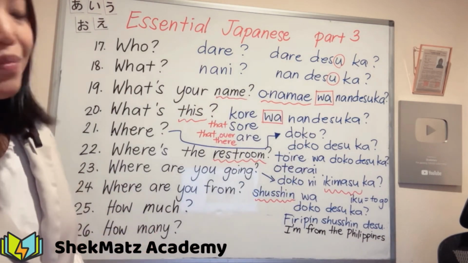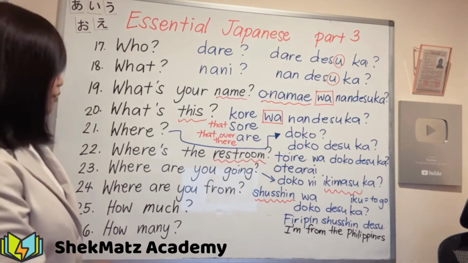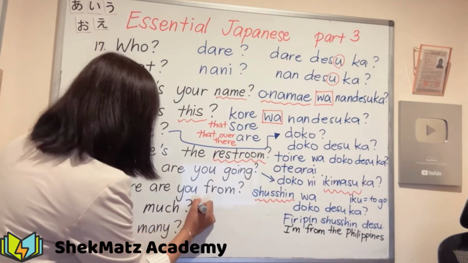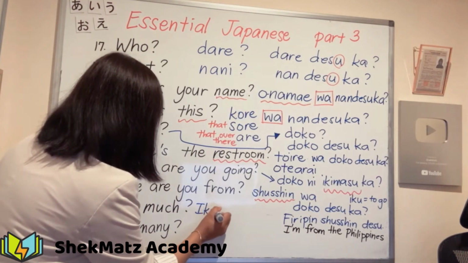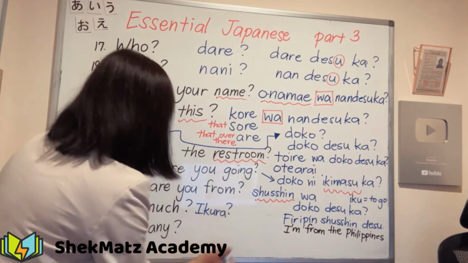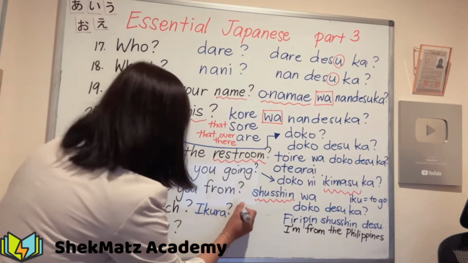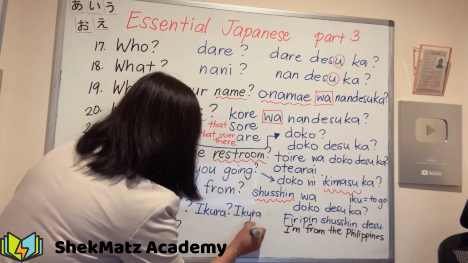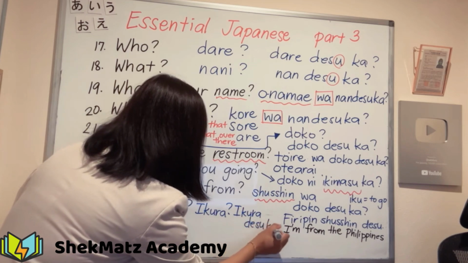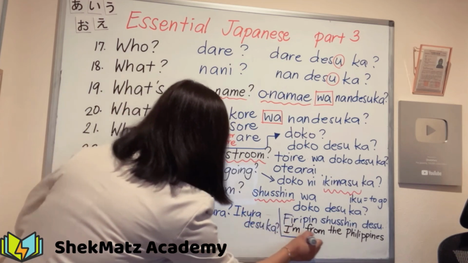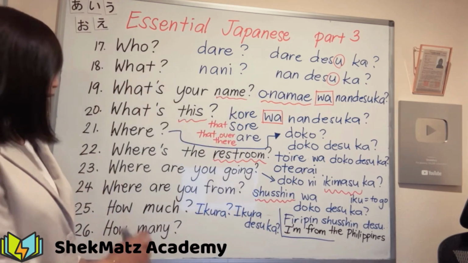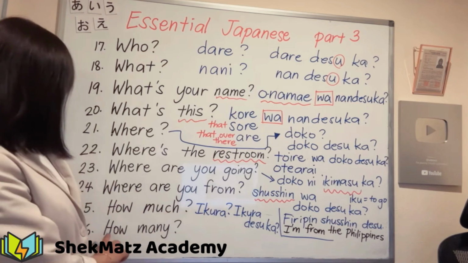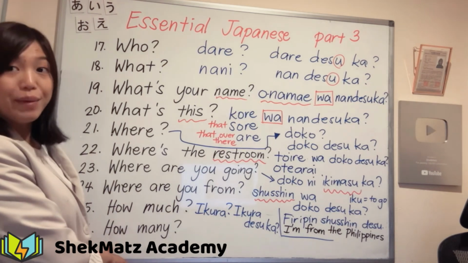Okay? And then, number 25. How much? いくらですか？ Okay. So, いくら, or if you want to be more polite, いくらですか？ Okay. Alright. So, again, how much? いくら or いくらですか？ Okay. And lastly, we have how many?